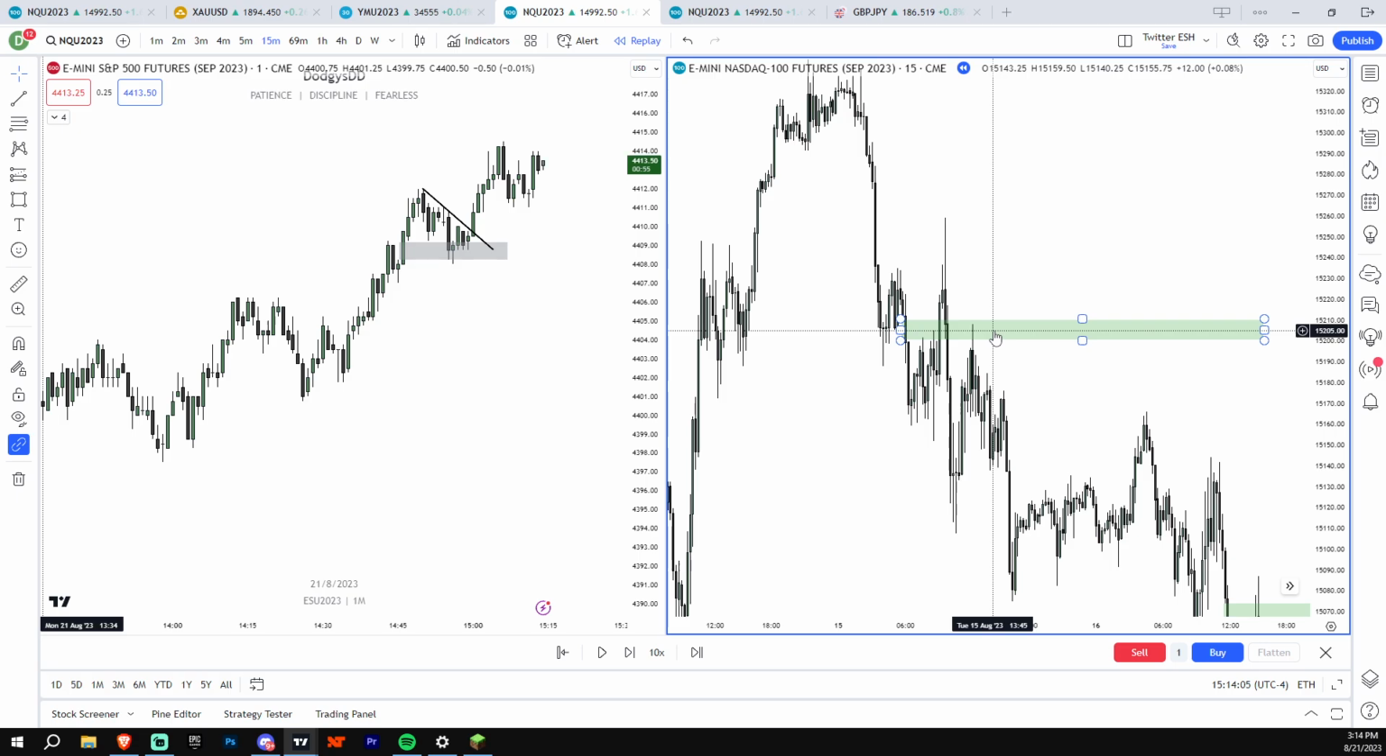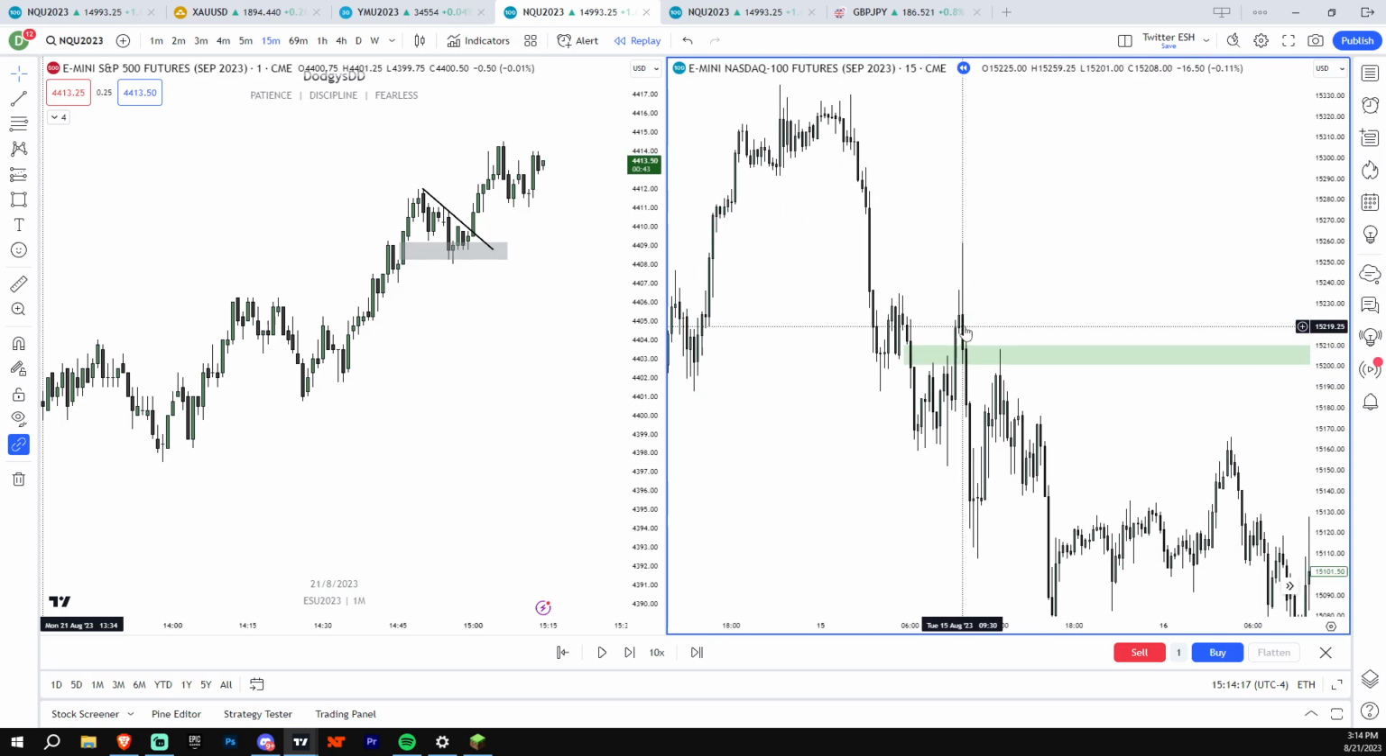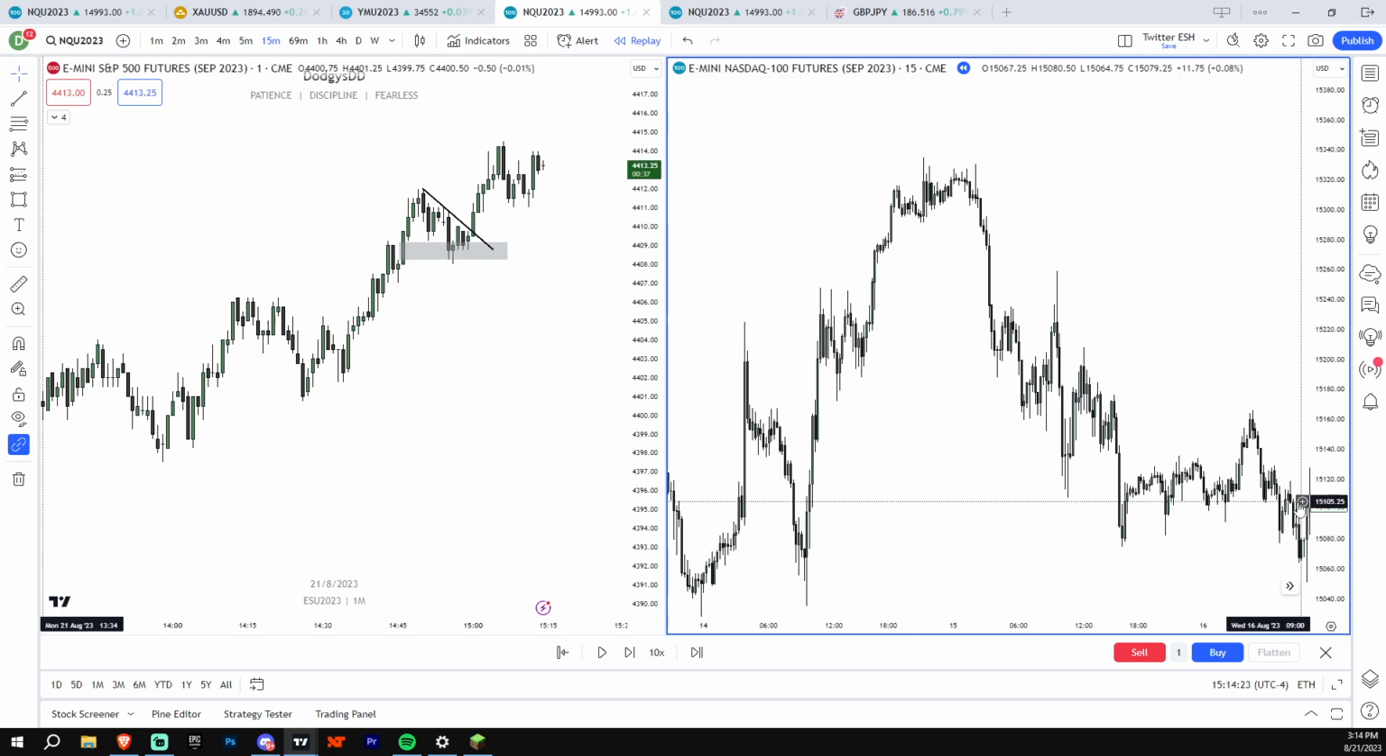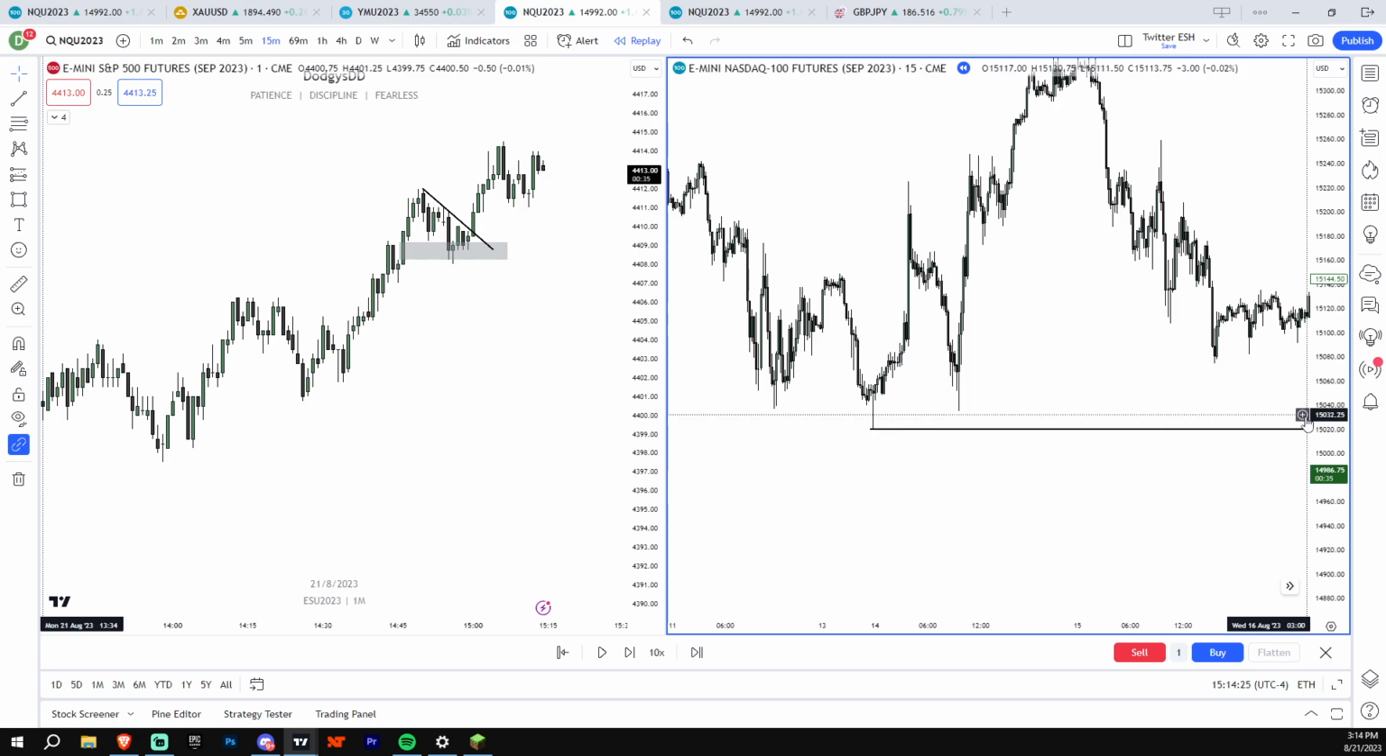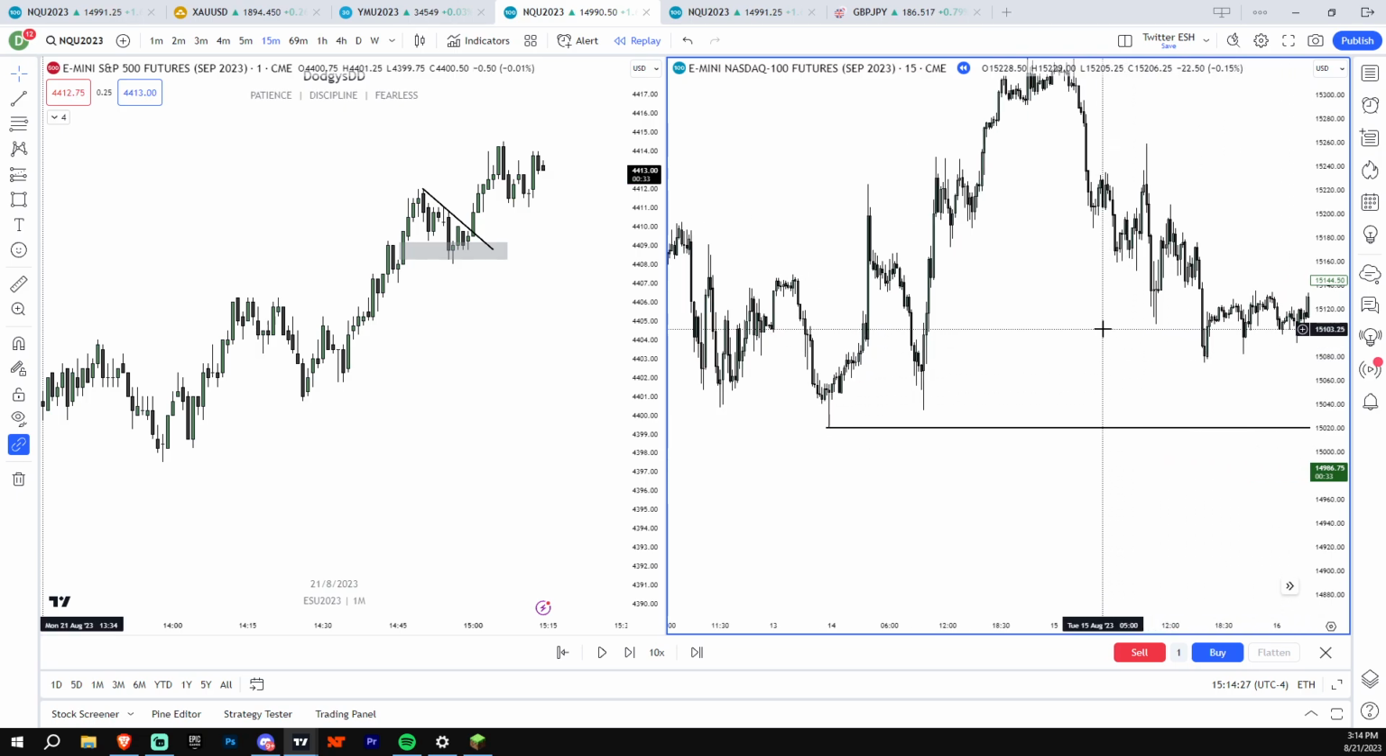And if it wasn't filled at all, if it wasn't respected or disrespected and nothing happened to it, I'll just keep it on my screen until it's disrespected or until we use it. But every fair value gap that gets respected and then disrespected immediately has no influence on my trading. I delete those right away, because that tells me it's not really a major factor in the market. So that's what I do.